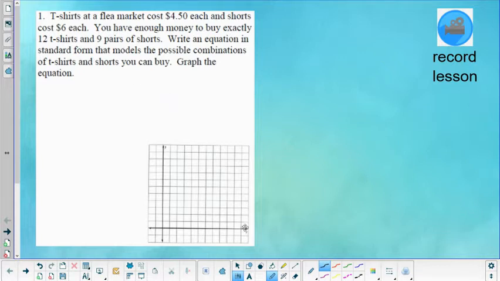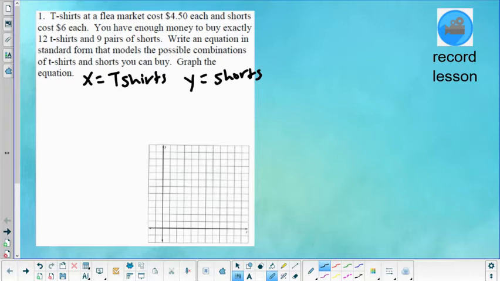In this case, I'm going to go ahead and grab my pen. The two things that we're comparing are t-shirts and shorts, and I usually go in order of the problem. So since t-shirts comes first, I'm going to say x equals t-shirts. And y is going to be the shorts. It's always good to identify what you're talking about first.